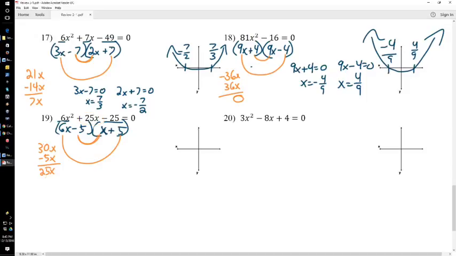Alright, so from here, set them equal to 0. 6x minus 5 equals 0. Move the 5, divide by 6, x equals 5/6. And then we've got x plus 5 equals 0. So x equals negative 5.